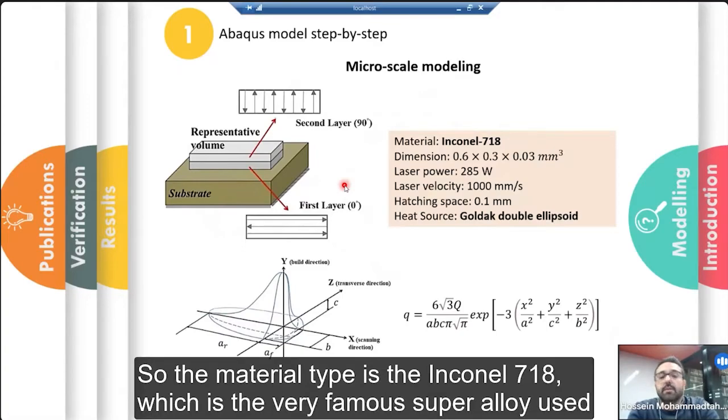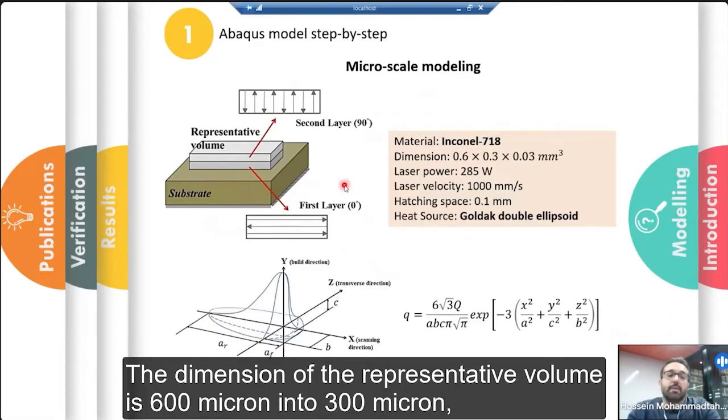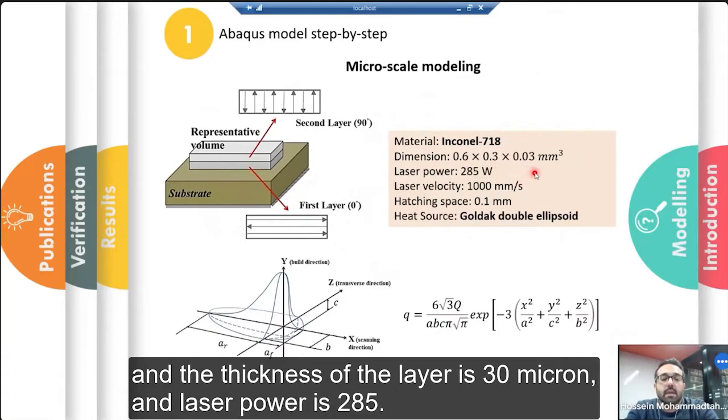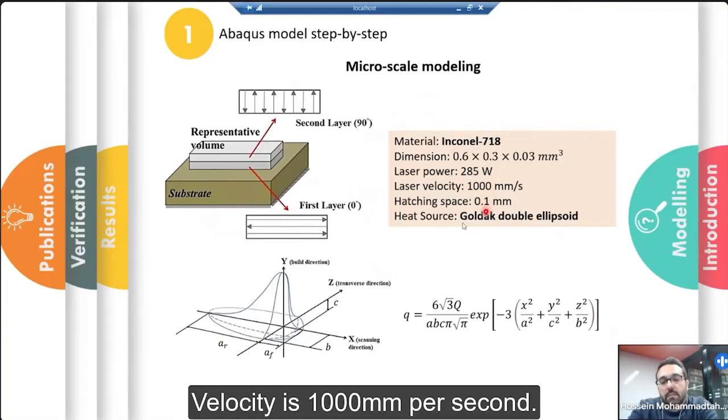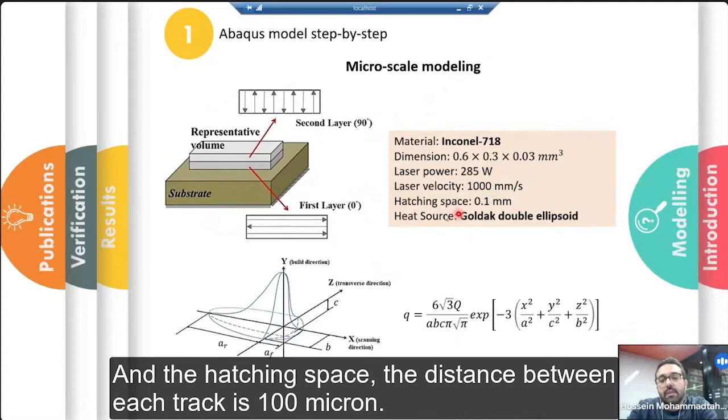Here, the process parameters, the geometry, and the material type for this modeling are shown. The material type is Inconel 718, which is a very famous superalloy used in industry. The dimension of the representative volume is 600 micron by 300 micron, and the thickness of the layer is 30 micron. The laser power is 285 watt, and the laser velocity is 1000 millimeter per second.